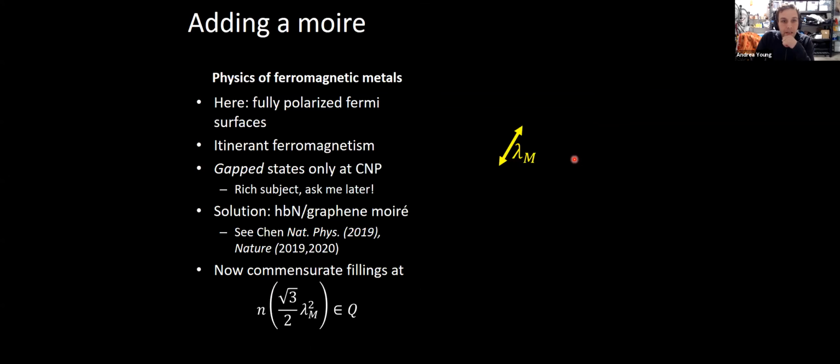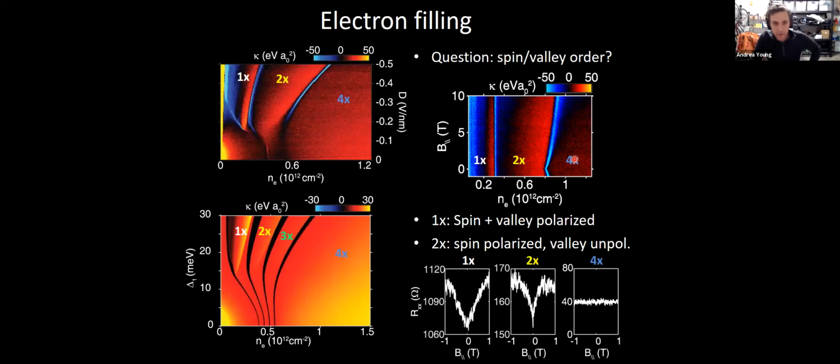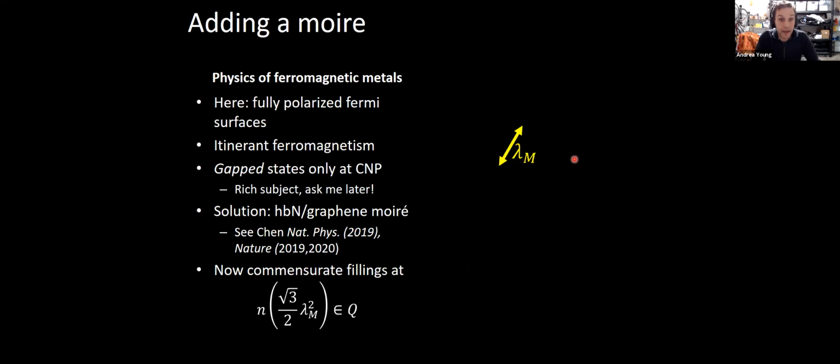So what do we want to do, right? So where can we go from here? We have this basic notion here that we now have this itinerant ferromagnet. This is all metallic physics, right? You have fully polarized, maybe fully spin and valley, and in another case, fully spin polarized Fermi surfaces.